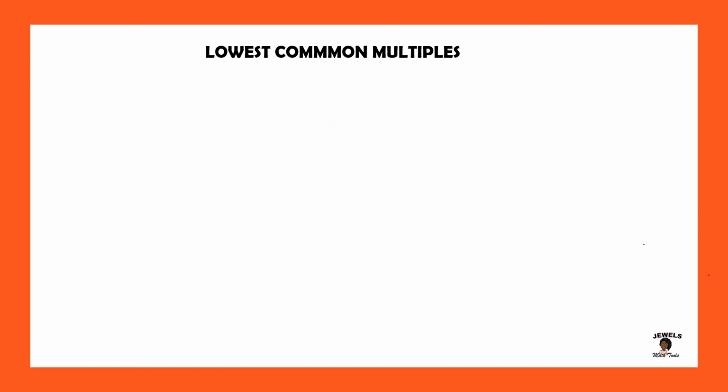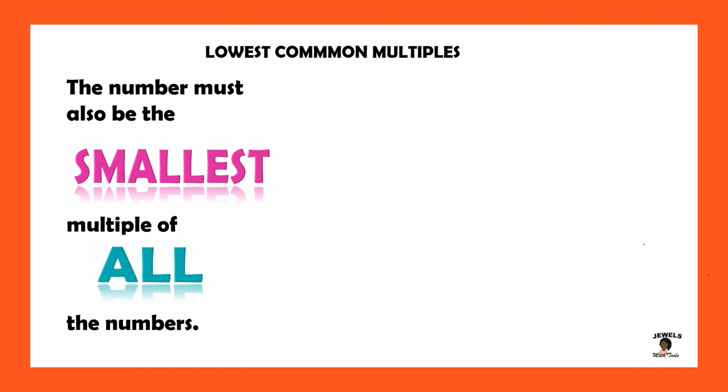in common. Okay, so remember that when you're listing your multiples or looking for the LCM, the number must be the smallest multiple and it must be common to all of the numbers. Okay, so let's look at an example. We're going to be finding the LCM of 6, 18, and 12.